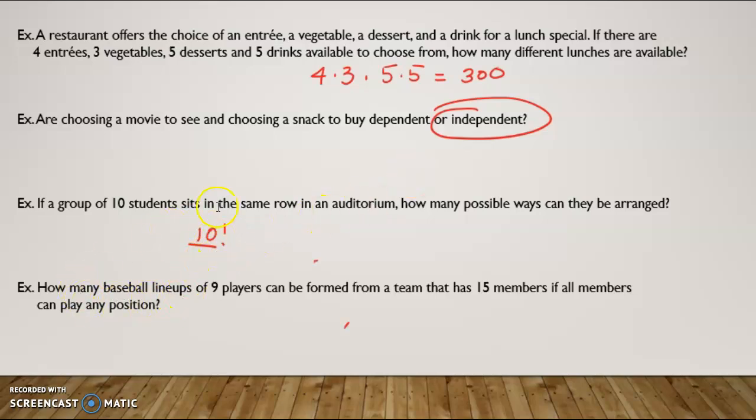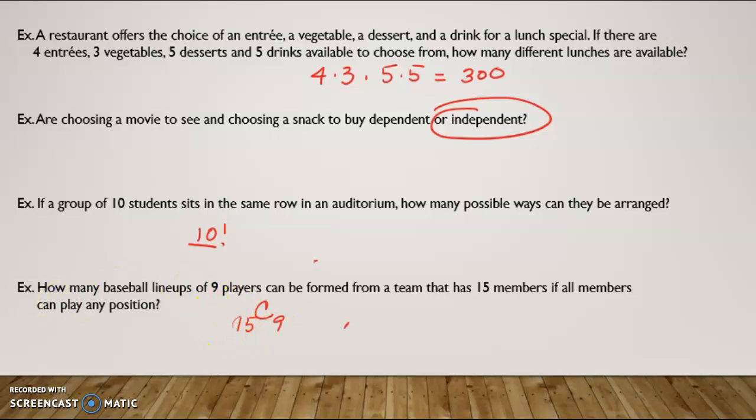Okay. How many baseball lineups of 9 players can be formed from a team that has 15 members if all members can play any position? They're not actually talking about a lineup, which would have an order. They're really just talking about how many teams could be formed out of 15 possibilities, which would be a combination. Okay? Because they can play any position.